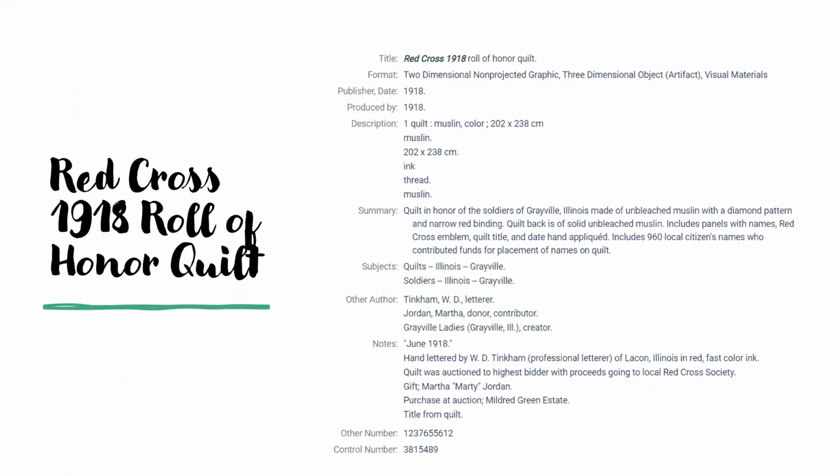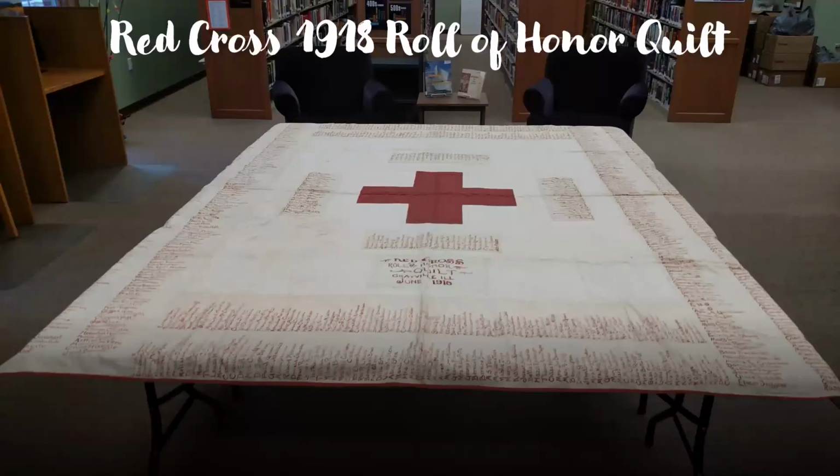So our first example is going to be this Red Cross 1918 Roll of Honor quilt. This is owned by the Groff Memorial Library, which is located in Grayville, Illinois, and this is the online catalog view of the record. We are going to go into the record in more detail, so I'm not going to talk about any of these fields yet. And here is an image of this beautiful quilt. The 100 names directly around the cross are the names of the veterans, and the large number of names around the edges are the donors. We will talk a little bit more about that in a minute as well.